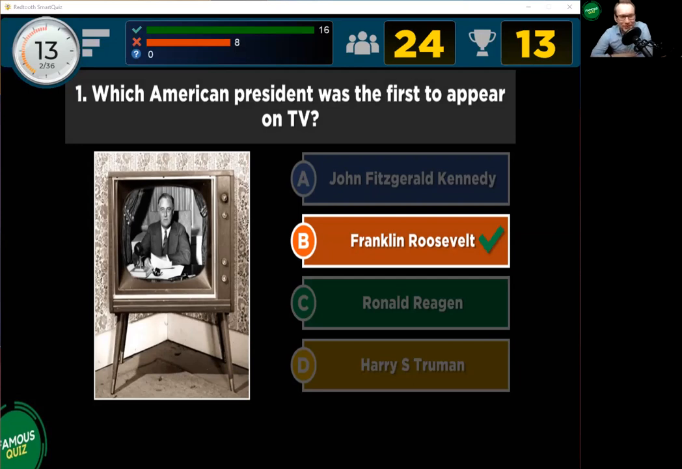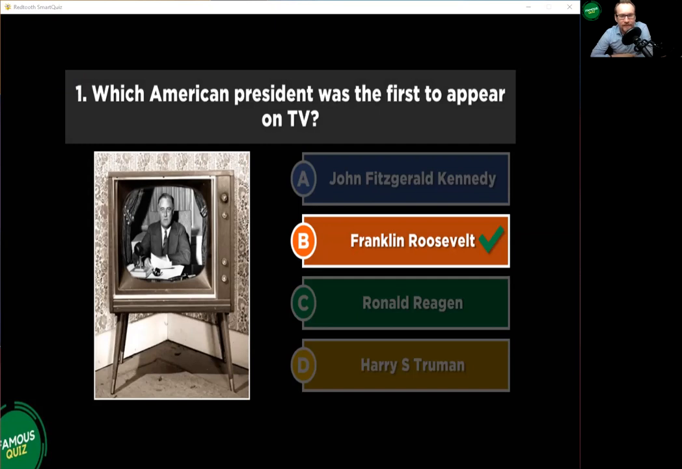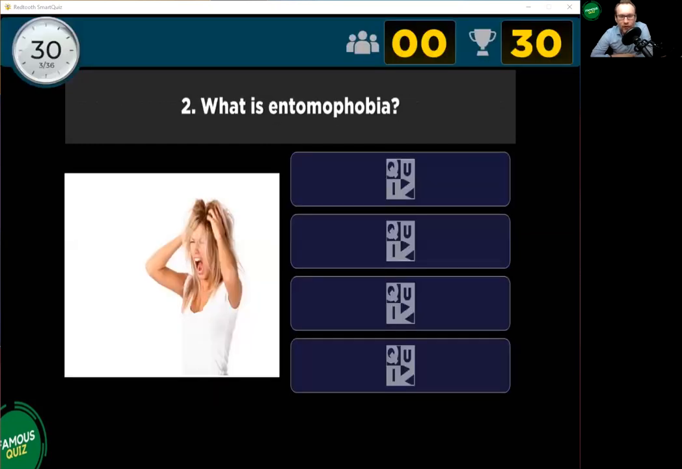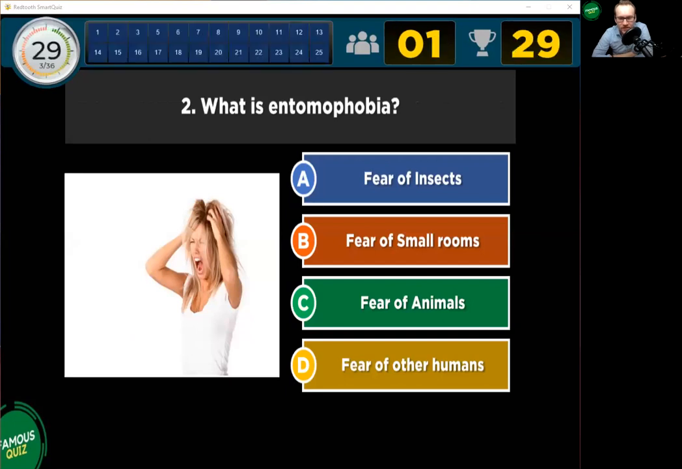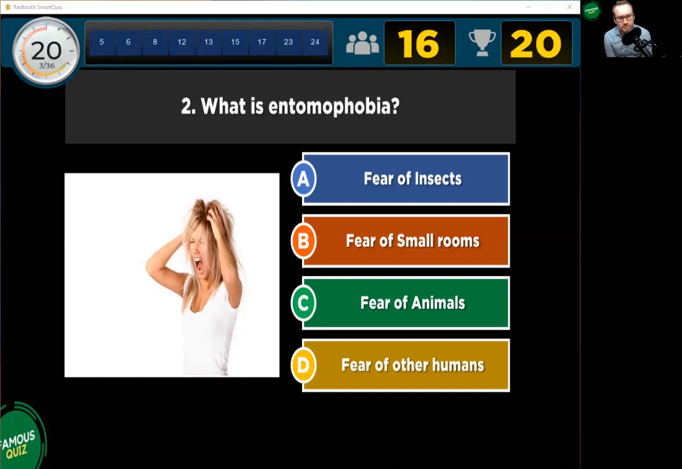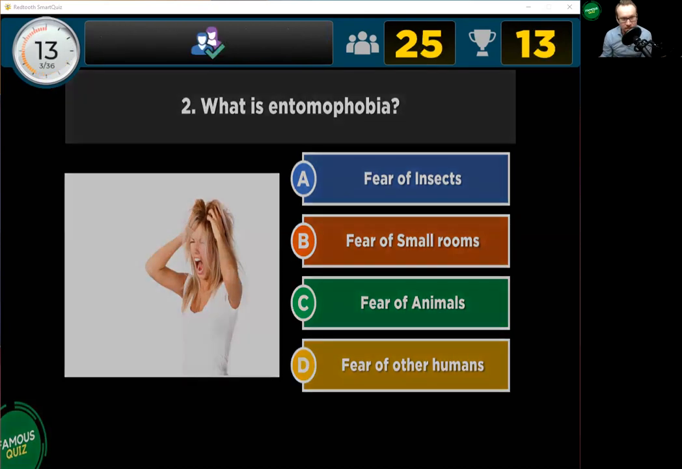Question number 2 in the first round. What is entomophobia? Fear of insects, fear of small rooms, fear of animals, or fear of other humans? Entomophobia. 8 more people to answer, 17 seconds to go. Excellent. Yes, everyone answered. Let's see the correct answer.